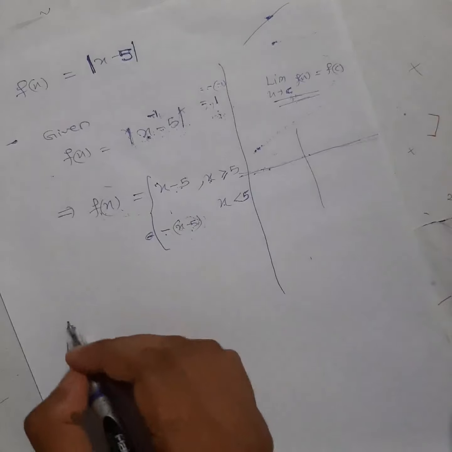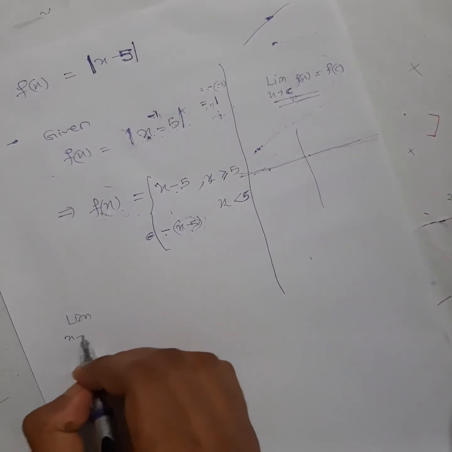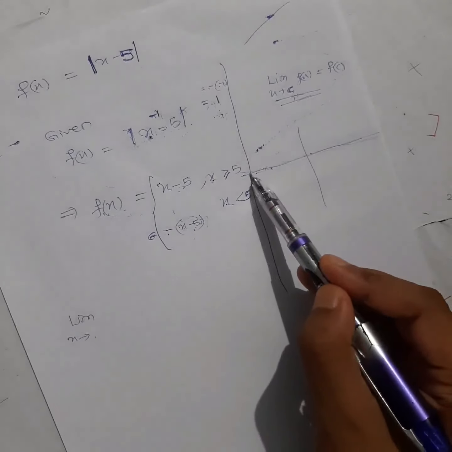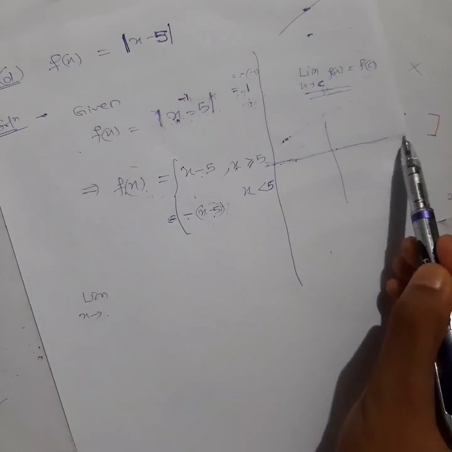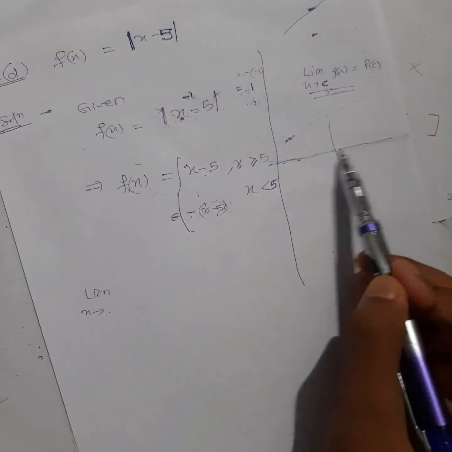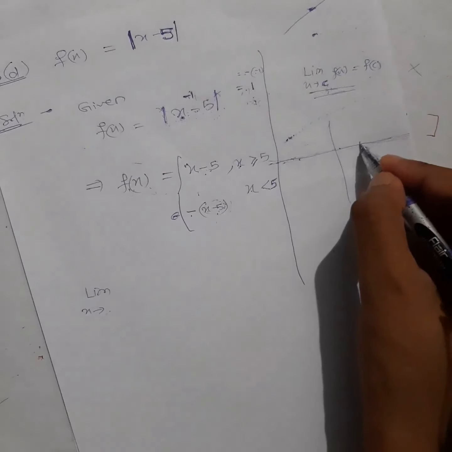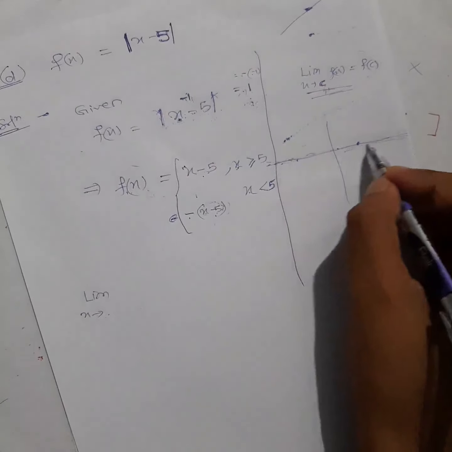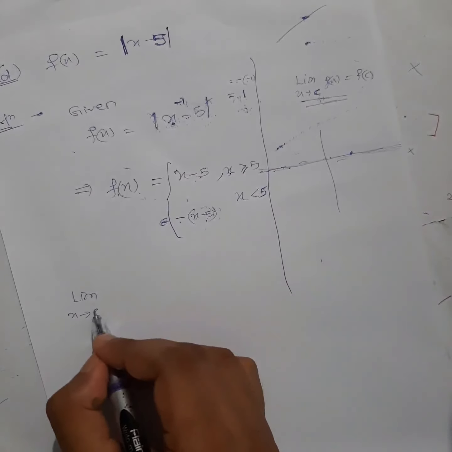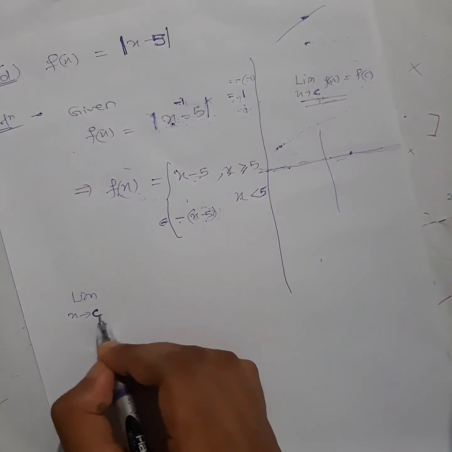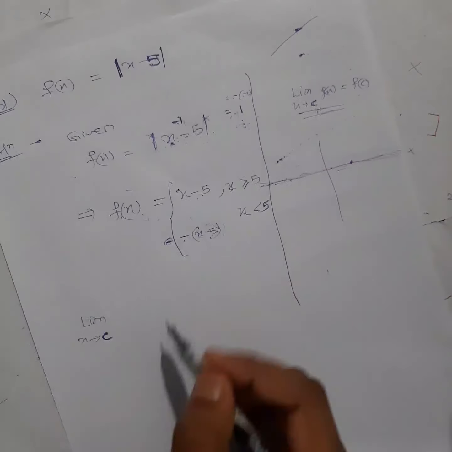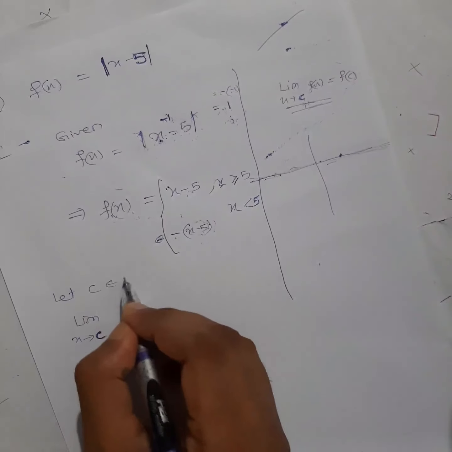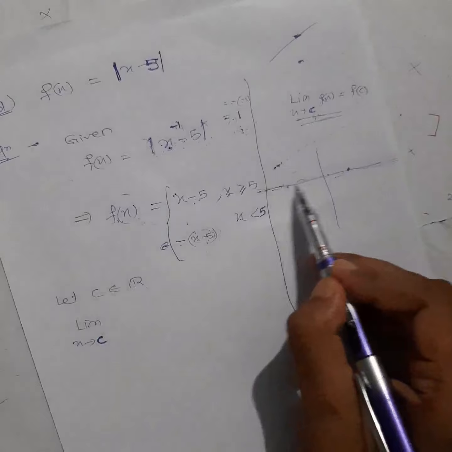Okay, so see how I will deal with the limit. First thing, what will x tend to? Our aim is to show that for all values of x, the limit must exist, right? For all values, not for a particular value. So I cannot take the limit tending to only one particular value. I have to take it for all, so I will take it in general. So what will I take? Limit x tends to c. First I will write down: let c belong to the set of real numbers, meaning c can be anything.